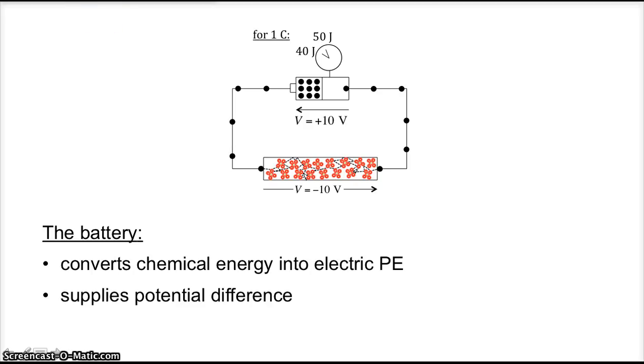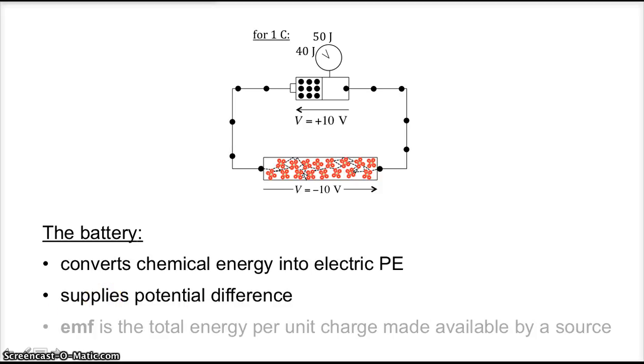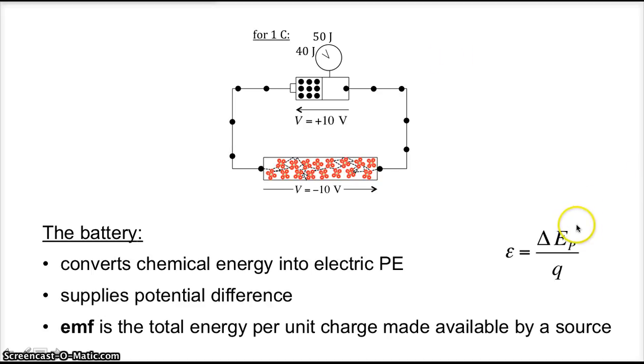Now, we use something called EMF to talk about how much potential difference the battery supplies. Some batteries are 9 volts, some are 12 volts. The higher the voltage, the more potential difference given by the battery. EMF is just that. It's the total energy per unit charge made available by a battery or other source.